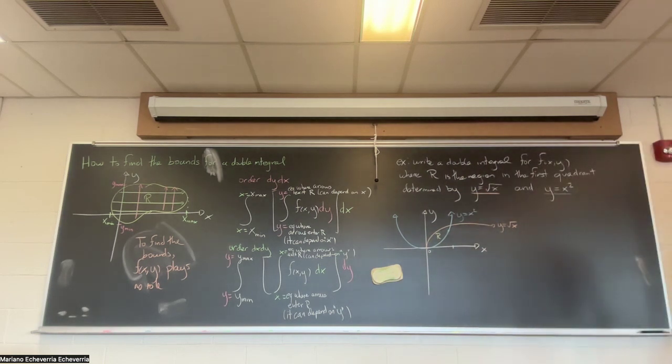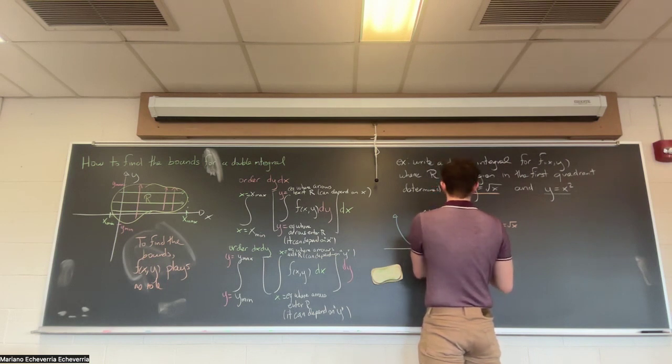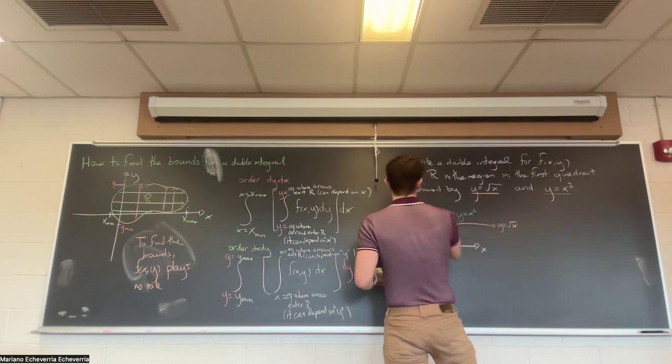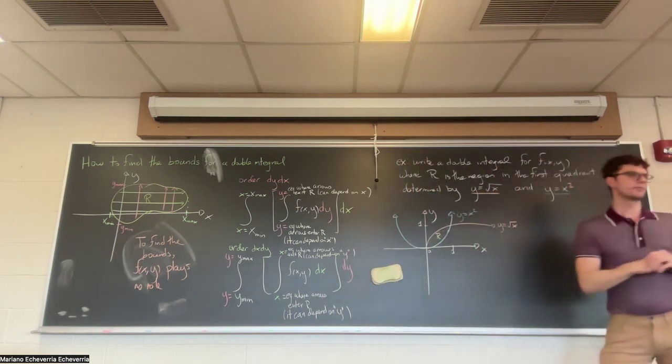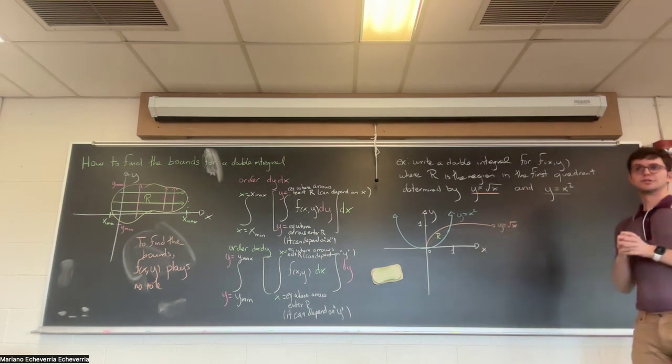There are a couple of ways to see it, but the intersection happens for x equals 0 and x equals 1. And when x equals 1, the corresponding y value is 1 as well. So the region looks something like that, like what I'm showing you here.